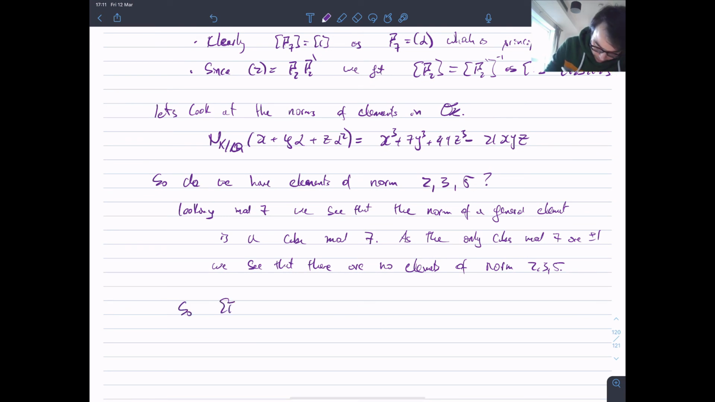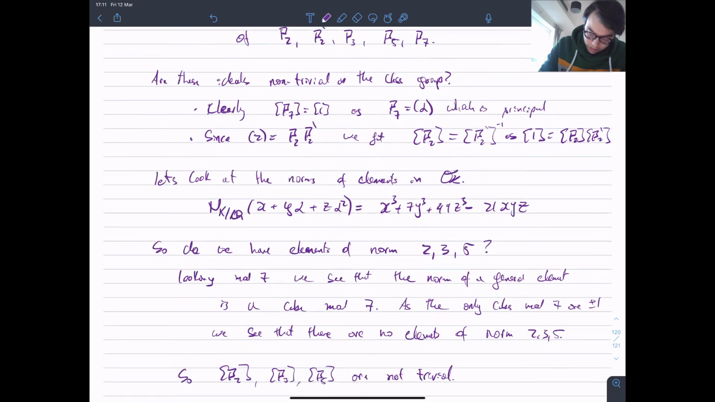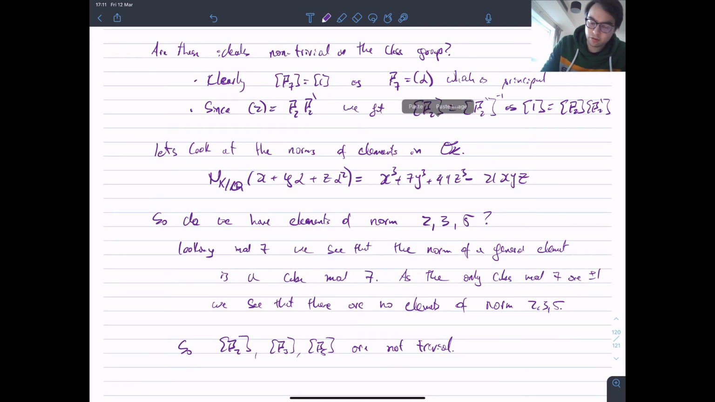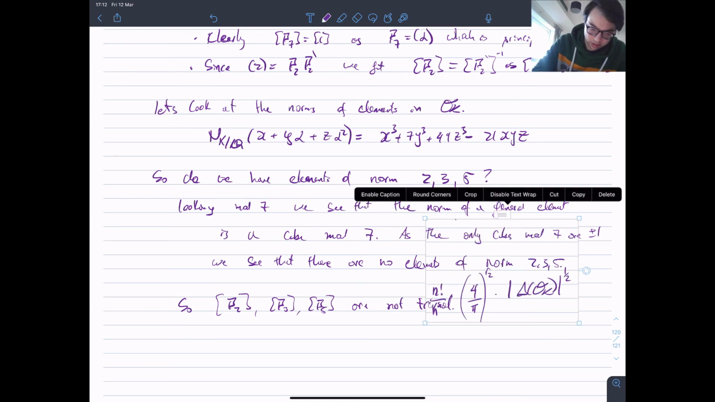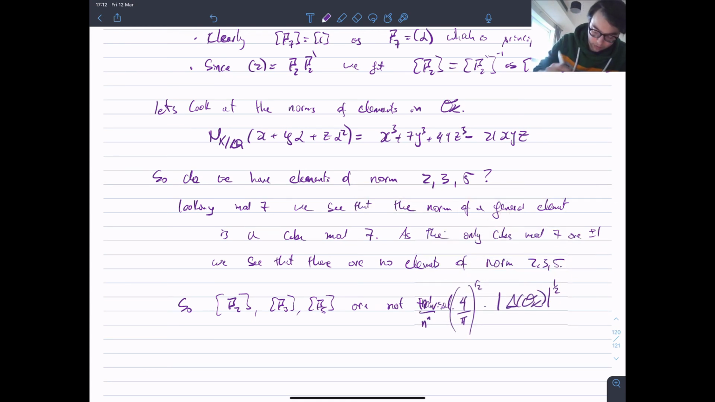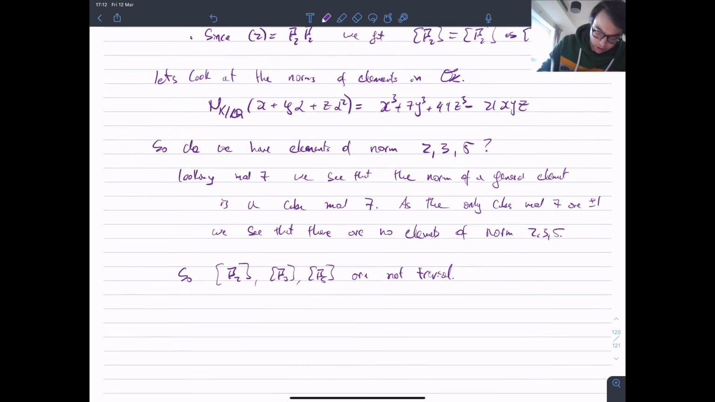So the class of ideal 2, the class of ideal 3, the class of ideal 5 are not trivial. And notice that P2 primed is just the inverse of the class of P2, so I don't have to worry about that at the moment. So at the moment, I have at least 4 generators for my group.